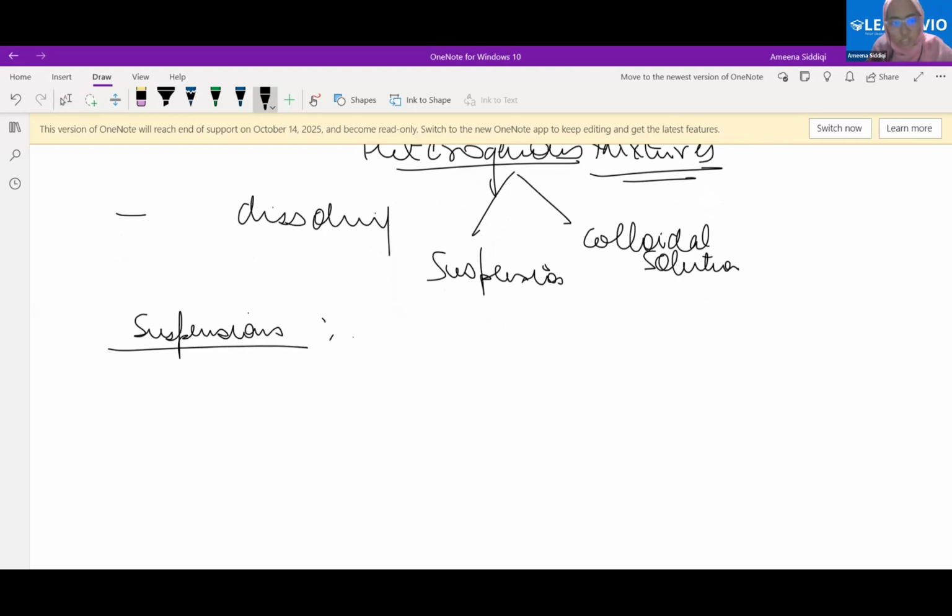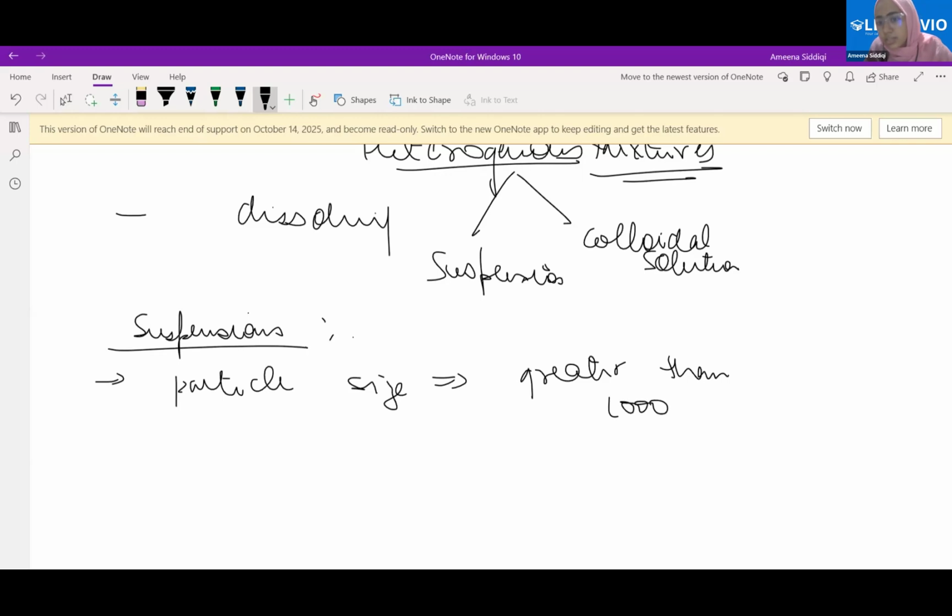Quickly coming to suspension, beta. Properties of suspensions. First of all, they are heterogeneous. Second, particle size, very important. I'm not writing every point here. We are short on time. Particle size greater than 1000 nanometer. Is it understood? And when they have such large particle size, clearly the dissolving will not take place. Therefore, the particles in suspension are suspended or dispersed in the particles of another medium.